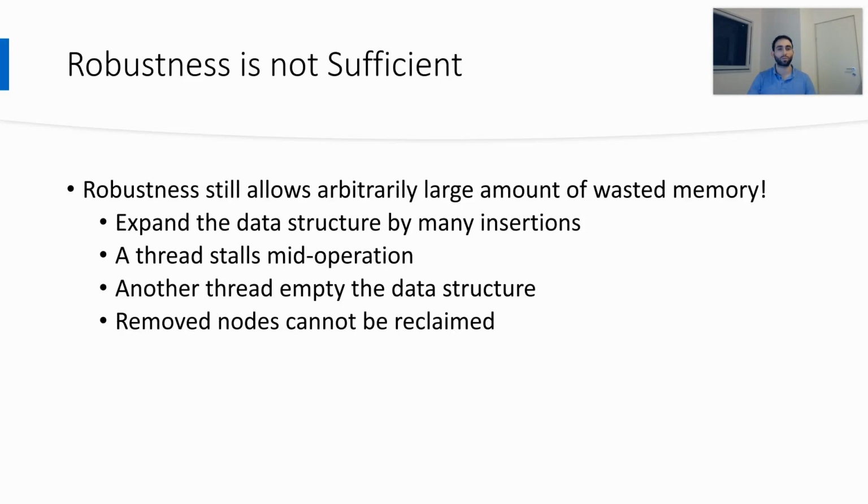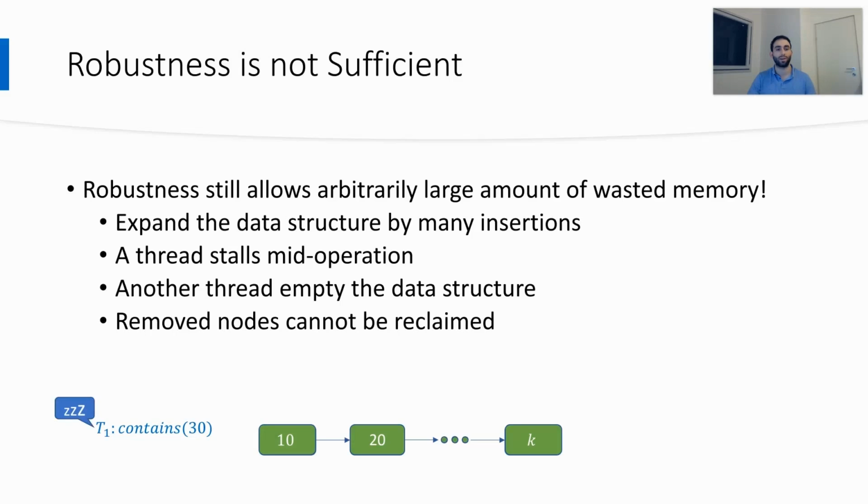The observation that motivates our work is that robustness by itself is not a strong guarantee. It still allows the wasted memory to grow arbitrarily large. For example, the data structure can grow arbitrarily large before a thread starts an operation on it, and then it stalls. If another thread removes all the nodes from the data structure, newly linked nodes can be reclaimed, but all the old nodes cannot be reclaimed since the stalled thread protects them all.